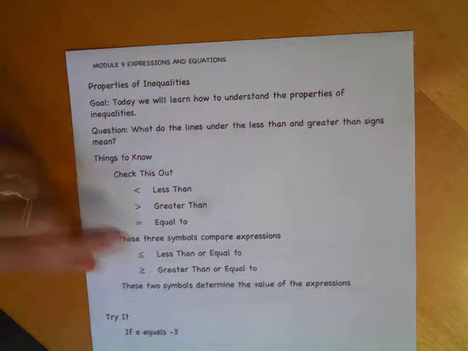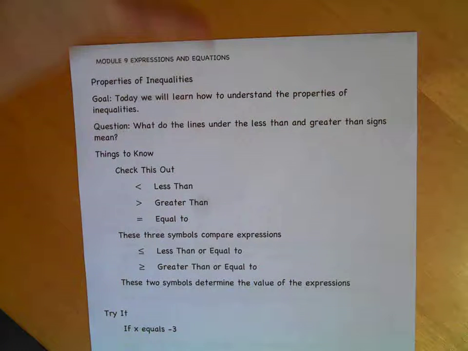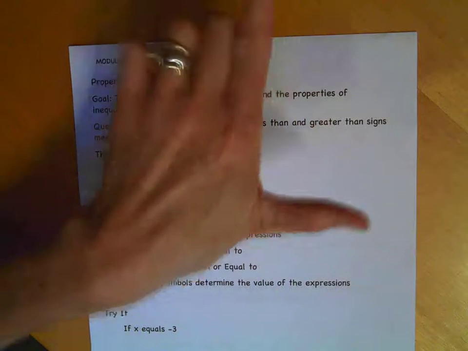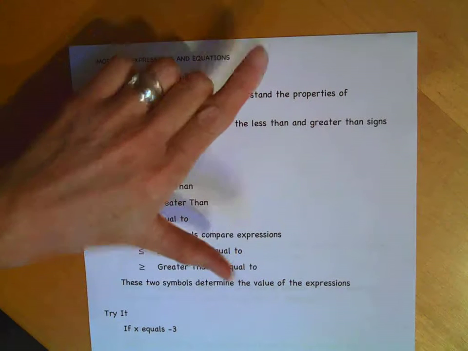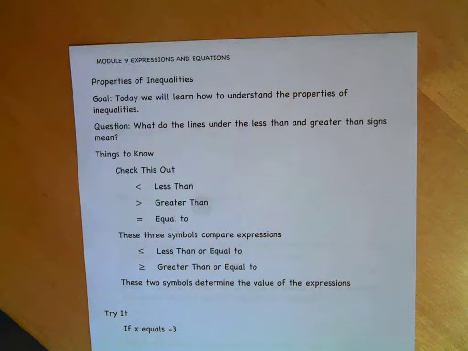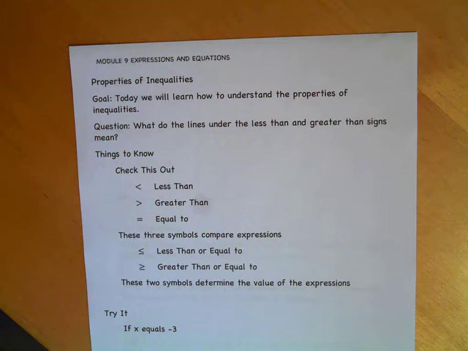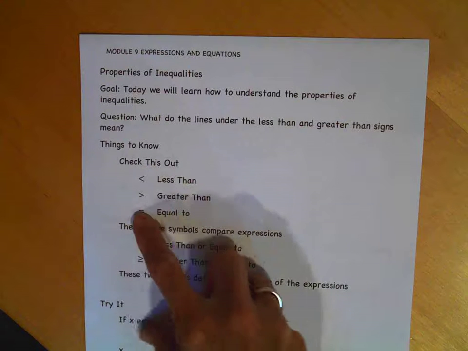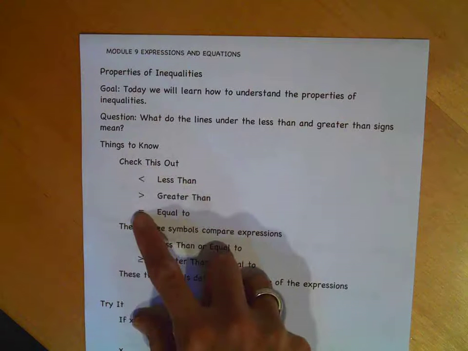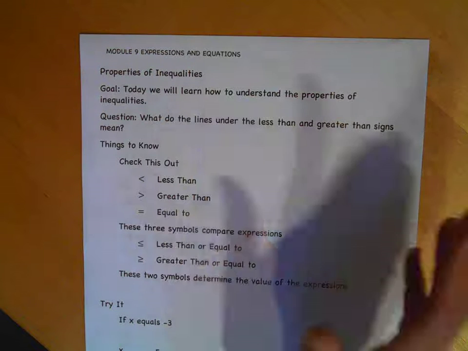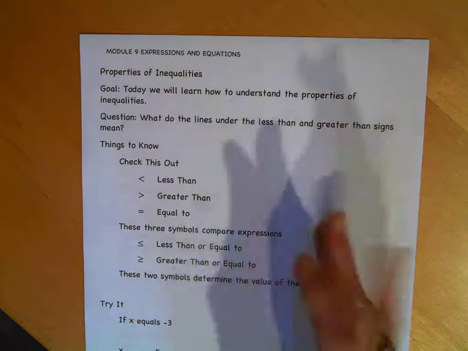So less than is this symbol. I always make, here's my left hand, and I make an L, and that reminds me of less than. Greater than is the other way. Equal to, you better know that. I'm pretty sure you all do, but that's the symbol for that. These three symbols compare expressions. So when they compare them, that means that you're deciding which one's bigger, which one's smaller, which one's equal.